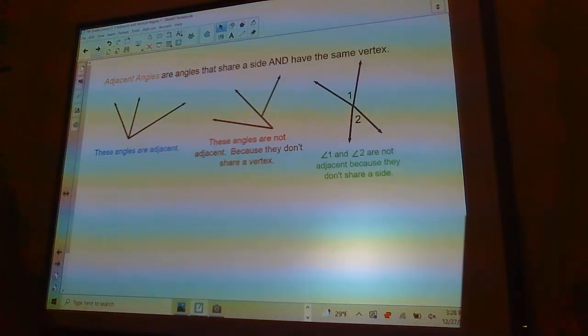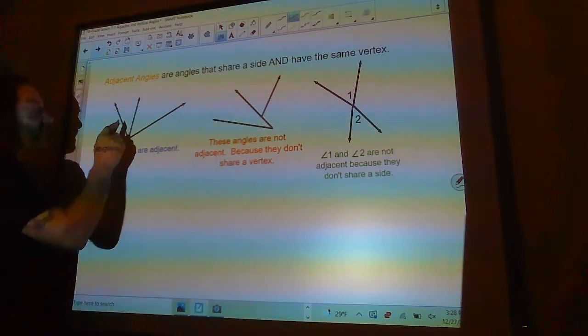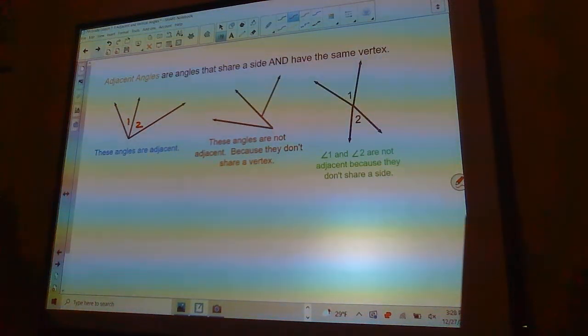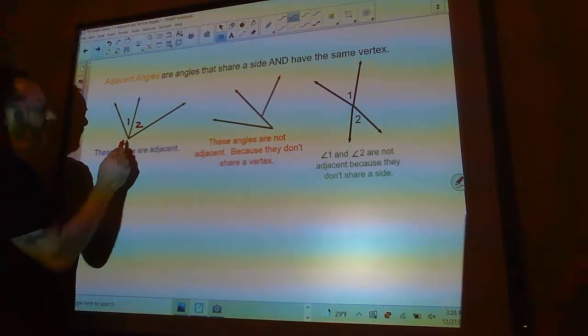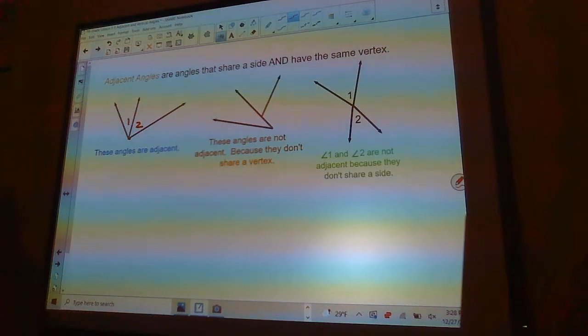Okay, adjacent angles. Adjacent angles are angles that share a side and have the same vertex. You have to do both. So if you look here, these 2 angles right here, we'll call this angle 1 and this angle 2. Those angles are adjacent. They share this side right here, okay, and they share this vertex right there. So they're adjacent angles.